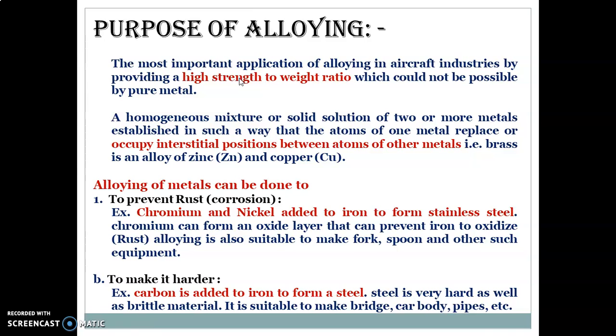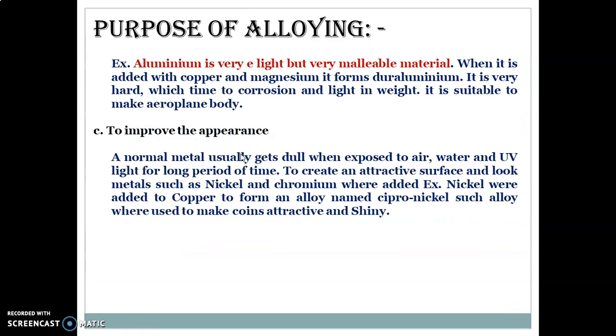As compared to pure ferrous material, if we add carbon, then steel is a very hard and brittle material. It is suitable to make bridges, car bodies, pipes, etc. And that is possible due to the addition of carbon, so alloying. Then one more example is given here. Aluminum is very light but a very malleable material. When copper or magnesium is added to it, it forms duralumin. So duralumin is very hard, resistant to corrosion and light in weight, so it is suitable to make an aeroplane body.